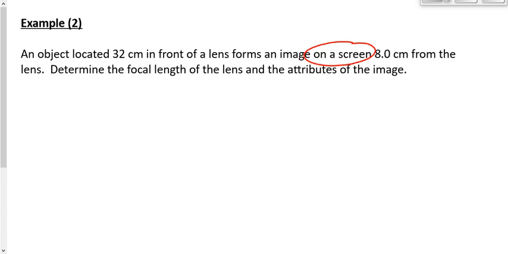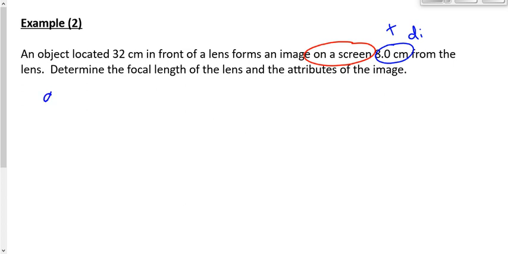Why am I circling that? Good. It's formed on a screen. It doesn't say it's a real image directly, but indirectly it does, right? If it's on a screen, the image is real. That means that DI, the image distance, is positive. Does that make sense? That's what we're telling you in this question by saying it's formed on a screen. DI is real, DI is positive.